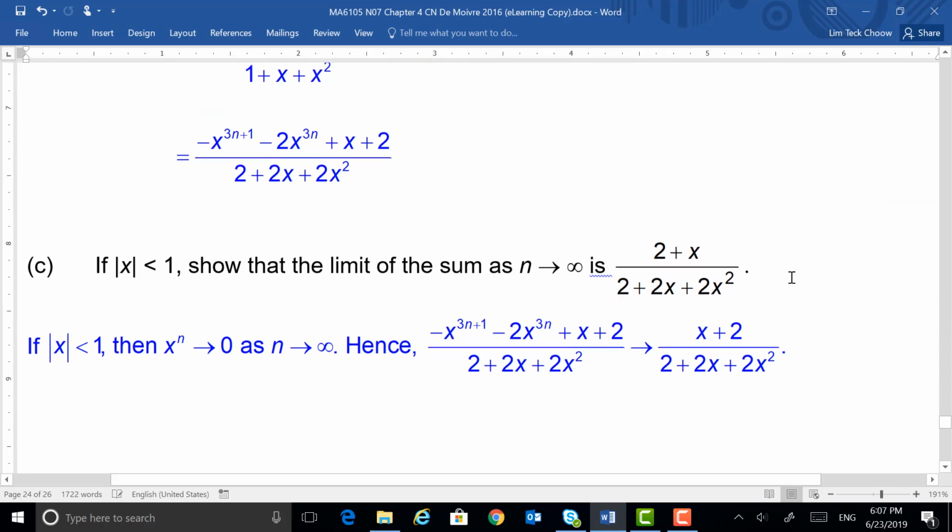And in part C, you're asked to show the limit of the sum as n goes to infinity. So when n goes to infinity, because of this condition, bear in mind x is real, this expression will go towards 0 because a fractional number when raised to infinite power will be 0, and likewise a fractional number raised to infinite power will also be 0. So these two terms will just go off, and left with these two, and finally you get this line. And this is how you actually prove part C.